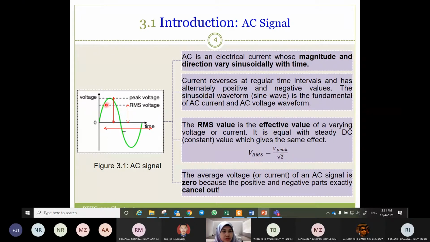It is about 1 over root 2, which is 0.7, right? 0.707. 0.707 meaning that it is about 71% of the peak value. So RMS is about here, about 71% of the peak value.